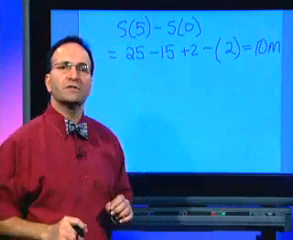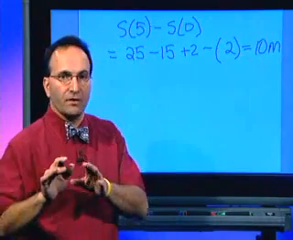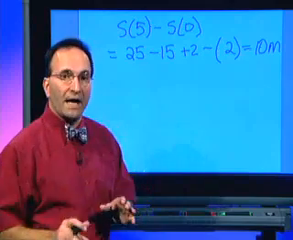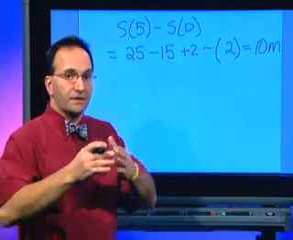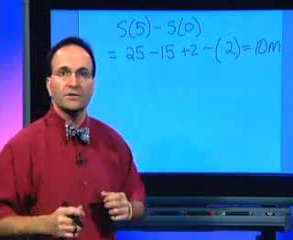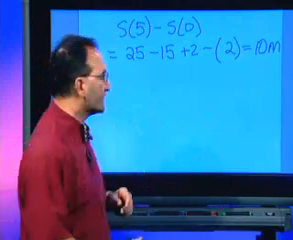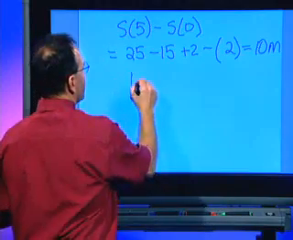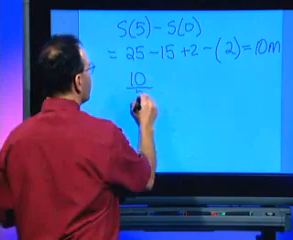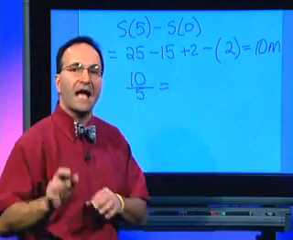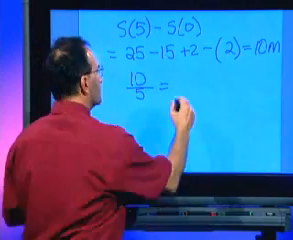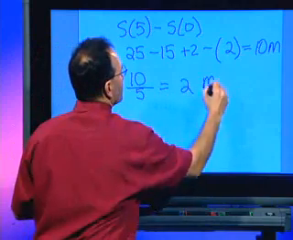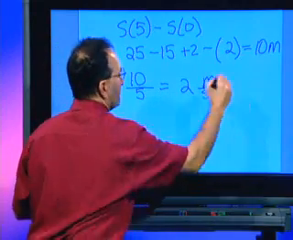Now, part B was to find the average velocity. Well, remember, average velocity is equal to the displacement, 10 meters, divided by the time, which in this case is 5 seconds. So it's 10 divided by 5. And so the average velocity will be equal to 2 meters per second.